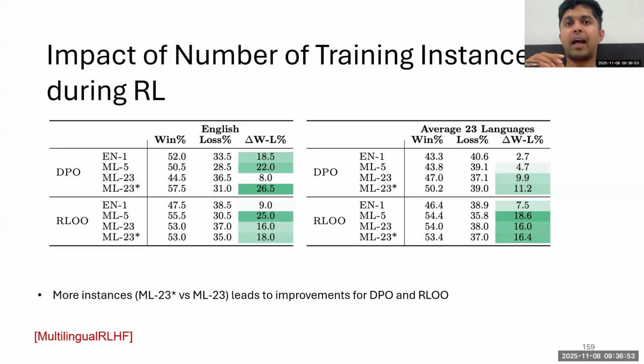So try to add as much data as possible during your RL step, the caveat being that RL can be very expensive, especially if you have very long responses. So sometimes you need a trade-off and then optimize for a subset of your data. But depending on the compute, if you have ample compute, then definitely go for more RL training instances. Next slide, please.